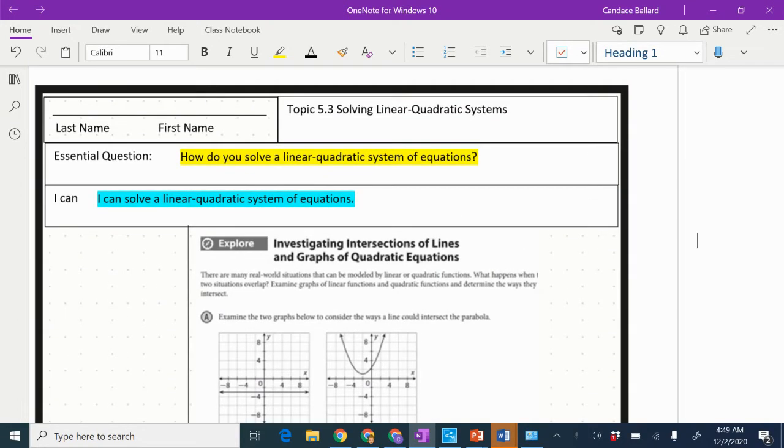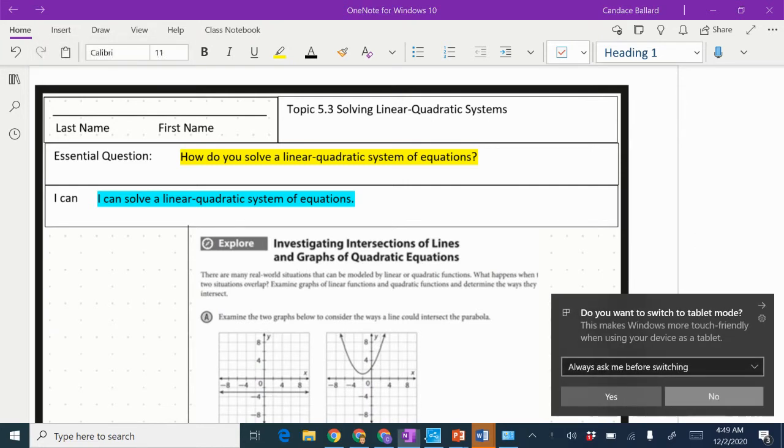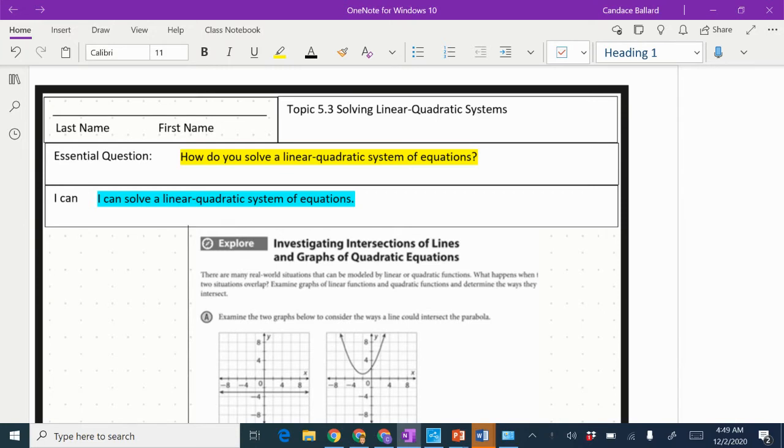In this video, we're going to talk about topic 5.3, which is solving linear quadratic systems. So this is something that is brand new to you. So we are going to answer the question, how do you solve a linear quadratic system of equations? And by the end of the lesson, your I can statement is, I can solve a linear quadratic system of equations.